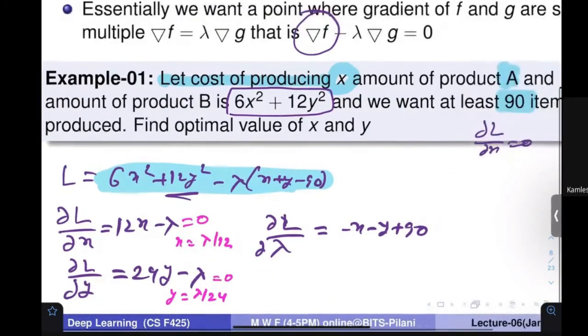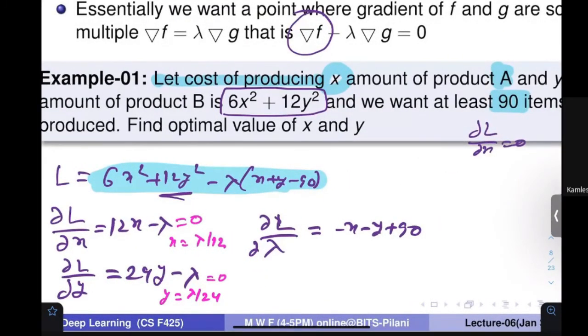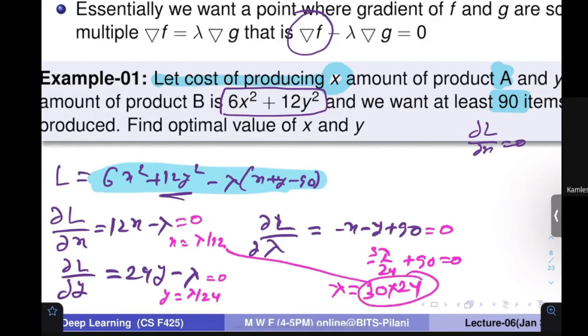If I put this into this equation, this equation also has the value equal to 0 for the same reason. I can say that minus lambda upon 12 minus lambda upon 24 plus 90 is equal to 0. So hope you can solve it, and by this you can give me the value of lambda. Can you tell me the value of lambda? Anybody? Looks like it is going to be, because you know that in 24, so I can write 720 divided by 3, and lambda comes out to be 30 multiplied by 24. Use this value, put it here, and get the values of x and y.